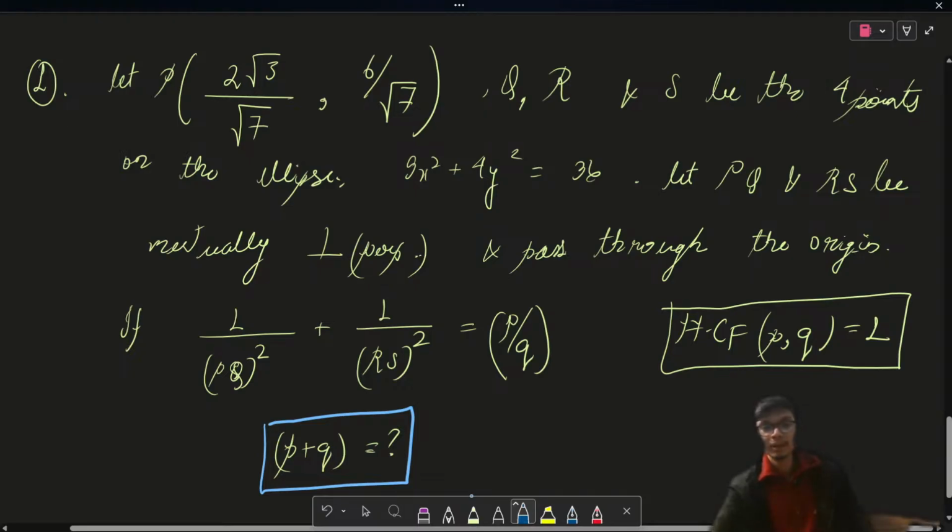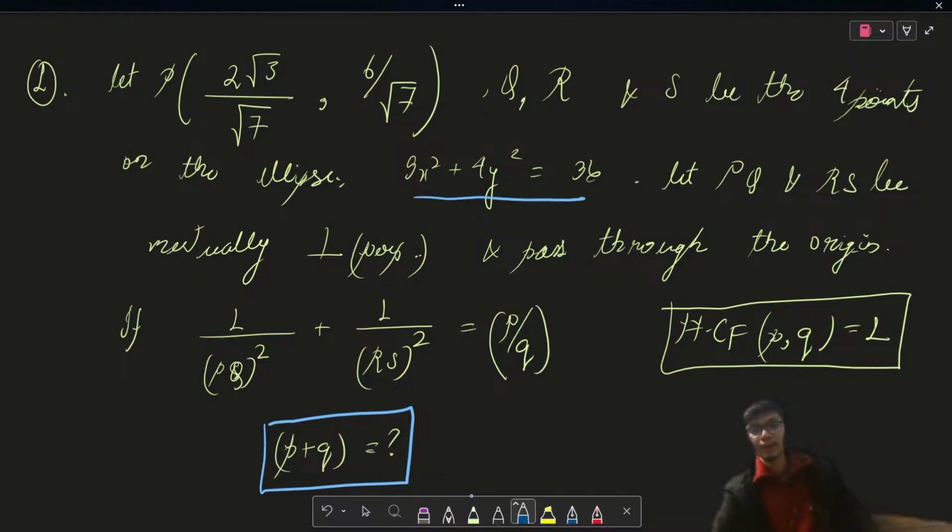For this given ellipse passing through point P whose coordinates are given, there are 4 points such that PQ and RS are mutually perpendicular lines passing through the origin. Both of them are passing through the origin. Having said that, you have to find out the following expression or condition. Please do give a try so that we can discuss the solution.